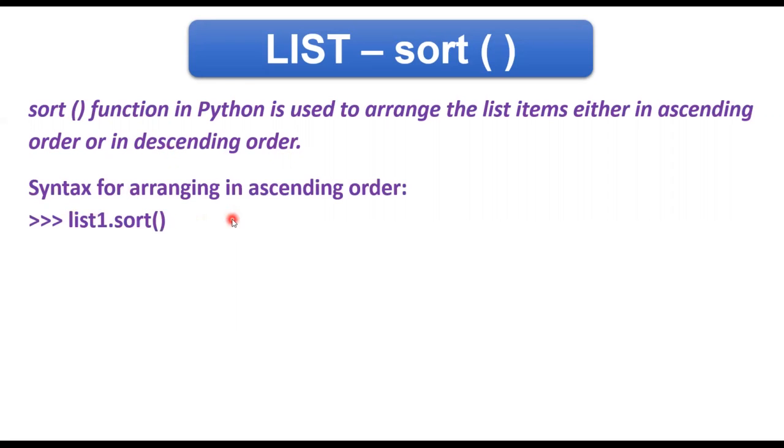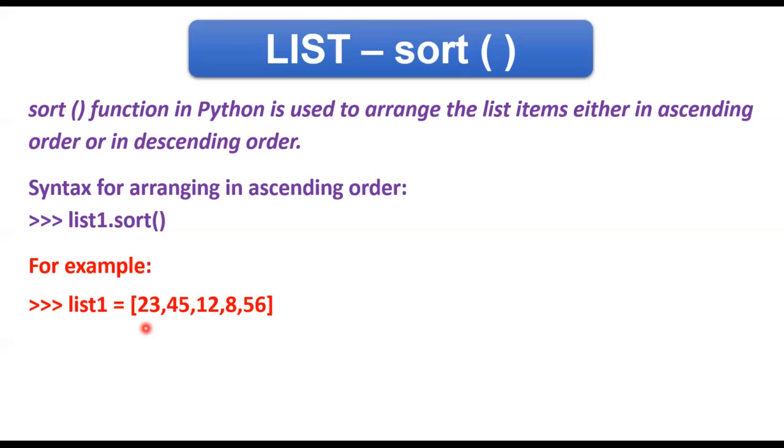So there are syntaxes for arranging the data either in ascending or in descending order. Let's talk about ascending order first. list1.sort(). list1 is the name of my list on which I want to apply sorting, and the sort function is written without any argument passed inside it. For example, list1 is equal to this. So I have the unordered list with me. That means it contains 5 elements, but they are neither arranged in ascending nor in descending order.